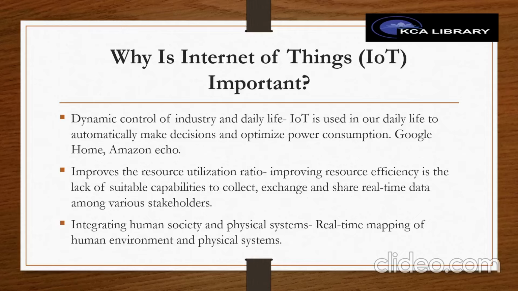Also we have the point where it improves the resource utilization ratio. This is through improving resource efficiency, due to lack of suitable capabilities to collect, exchange, and share real-time data among various stakeholders. As Internet of Things has such capabilities, it would help to provide improved awareness and visibility of resources that are used and help to make better decisions that drive overall productivity. We also have Internet of Things helping in integrating human society and physical systems. This is through real-time mapping of the human environment and the physical systems.